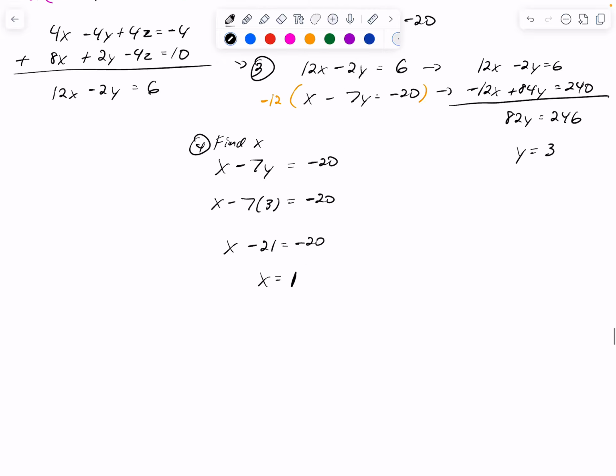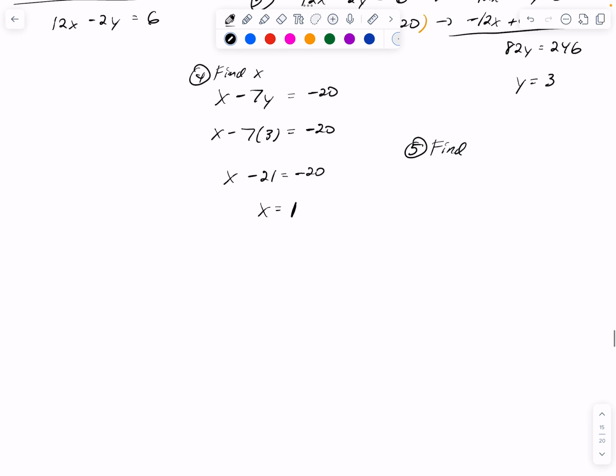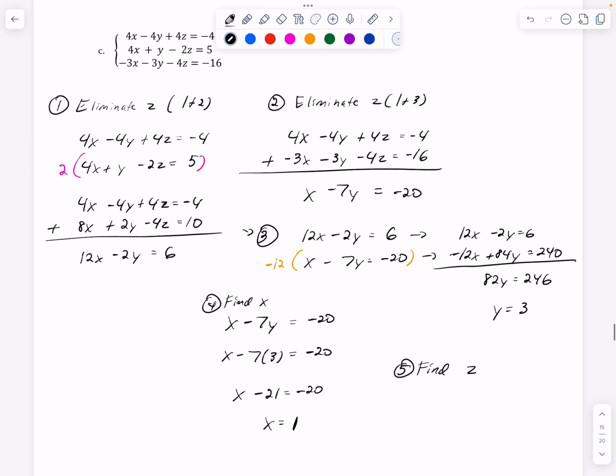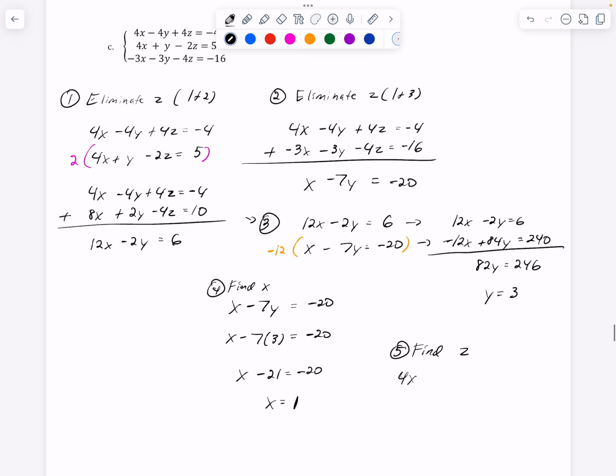All right, and finally step 5 would be to find the one we eliminated at first, which was z. And you just need to pick one of the originals. Let's go with, we'll do all the 4s. Love it. 4x minus 4y plus 4z equals negative 4.